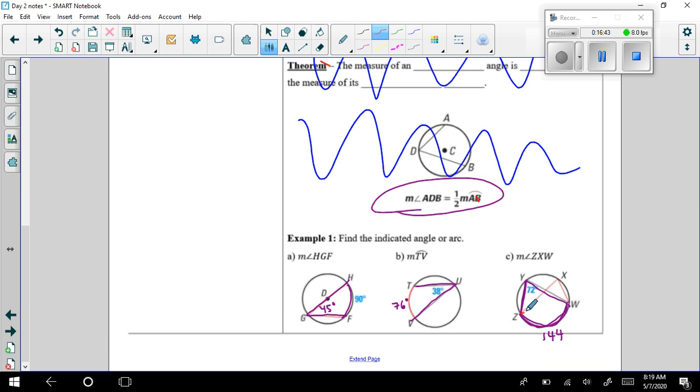This angle here is what we're trying to find, ZXW. Well, that intercepted arc happens to be the same. And so it's half of 144, so it is also 72. And that will always be true. If two angles share an intercepted arc, then the angle measures are the same. They share an arc.